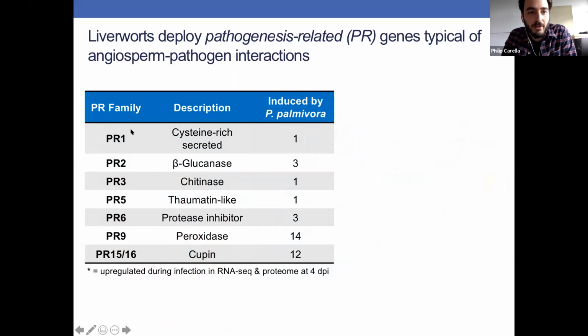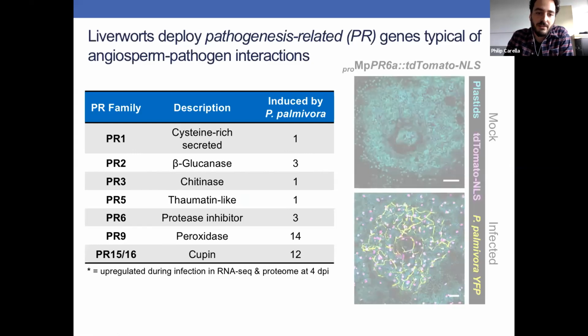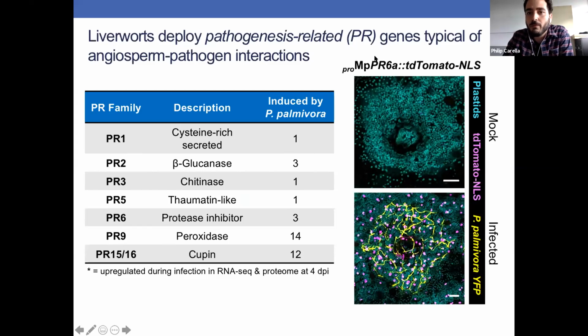So for the MPMI crowd, you're very familiar with these PR genes, small secreted proteins, and these families here. So Marchantia does have PR1 protein, PR2, but the PR gene that was really highly induced during infection was PR6, a protease inhibitor. And here's a reporter line where we've hooked up the PR6 promoter to tdTomato localized into the nucleus, and we can see in mock-treated plants, the expression is pretty much off, and in infected plants, this is a YFP-expressing Phytophthora. Even though this one air chamber here is colonized with the pathogen, we can see strong induction of this marker gene in the colonized area and the cells adjacent to it.